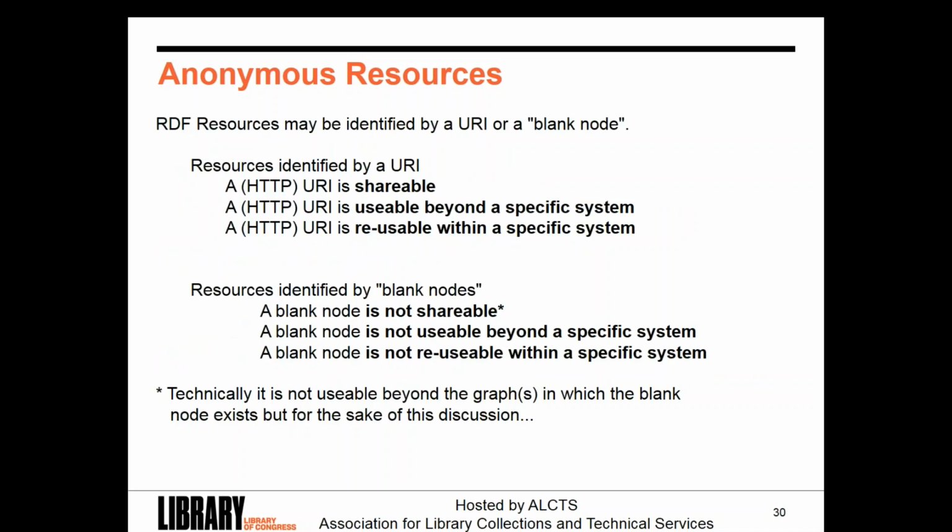An RDF resource may be identified with a URI or blank node. If it's strongly identified, it has a URI, and there are a lot of benefits to that. An HTTP URI is shareable. It is usable beyond a specific system, and it is reusable relatively easily within a specific system. Conversely, anonymous resources are identified by blank nodes. A blank node is not shareable. They are not usable beyond a specific system, and they are typically not reusable even within a specific system. And they can be very difficult to reuse within a specific system.